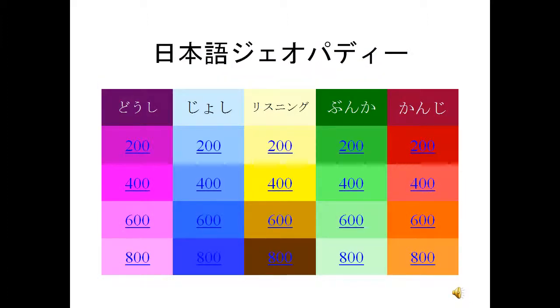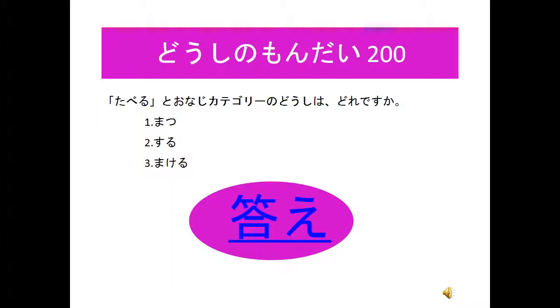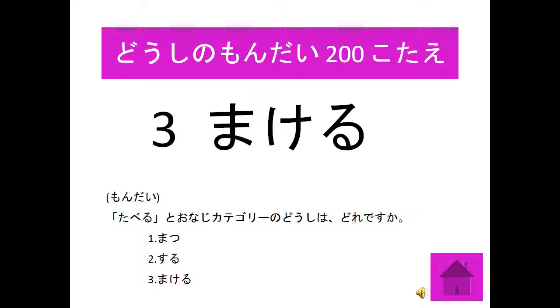Here is an example of a Jeopardy game for Japanese. This is a question slide with sound 食べる attached. と同じカテゴリーの動詞はどれですか？ 1. 待つ 2. する 3. 負ける This is the answer 答え slide with sound 3. attached.